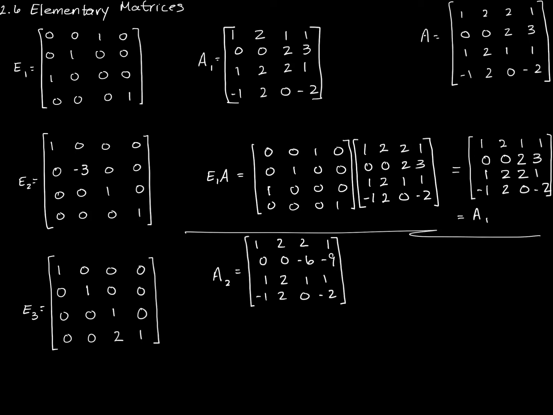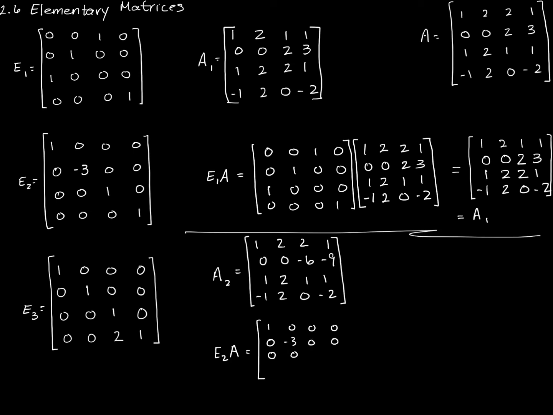So that's my A2. And now I'm going to look at what the result would be if I did it using elementary matrices. So I'm going to take E sub 2 and multiply it from the left by matrix A. That will give me 1, 0, 0, 0, 0, -3, 0, 0.